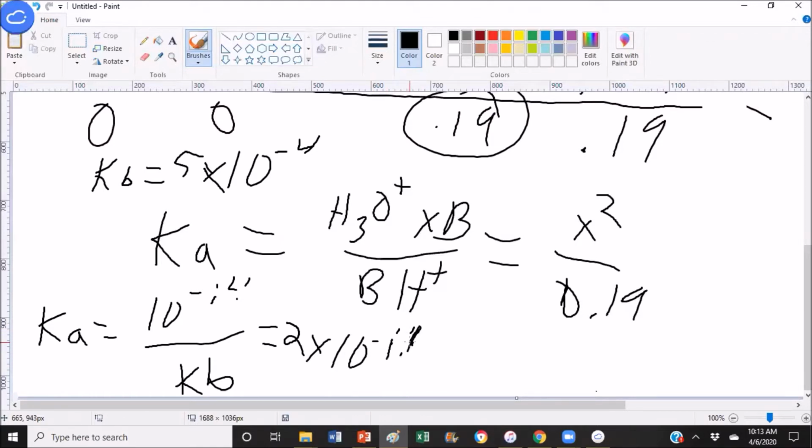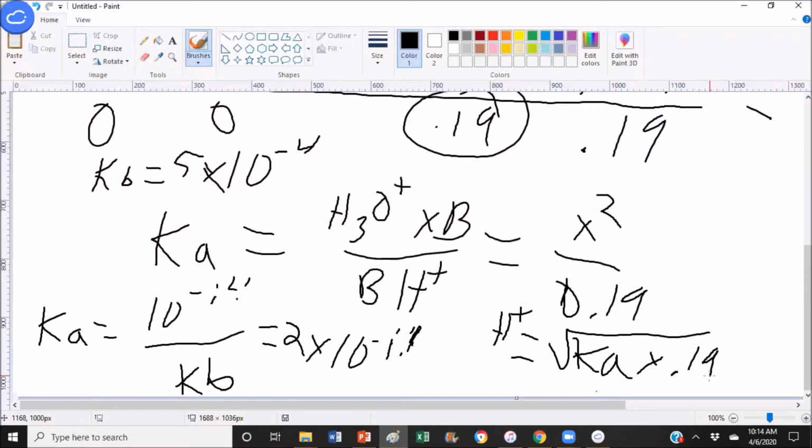So how would we have done this? We would have said X, which is our hydronium, H plus, is equal to the square root of Ka times 0.19. So I got my Ka, I multiply by 0.19, and I take a square root of that. And that would give us the concentration of acid that would be at equilibrium.